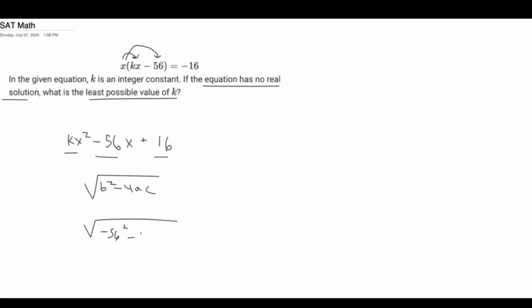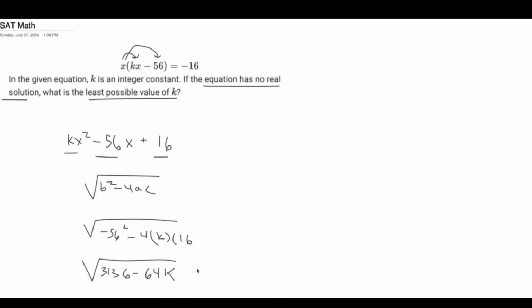So our a value first. So our a value is k. So we don't actually know what that is, but we know our c value is 16. This is what's interesting. Now we have everything out here. So negative 56 squared is going to give us 3,136. And this will be equivalent to, we do 4 times 16, so negative 64k, right? So this is our discriminant right now.